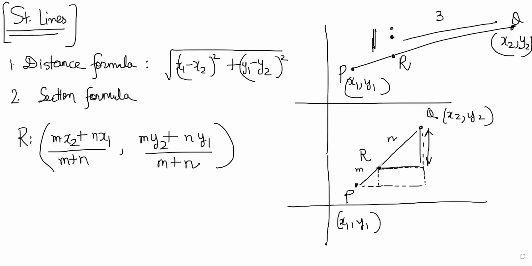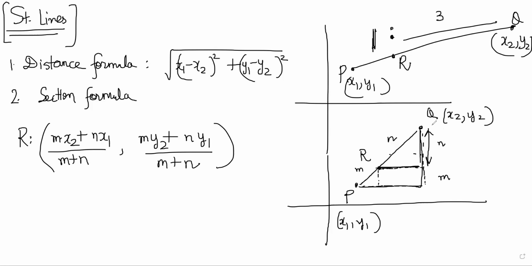So this is parallel, no? So this parallel line will cut this also in n by m ratio, right? Like think of Thales theorem: if there's a line parallel to the base, then it cuts both the sides in the same ratio, right?